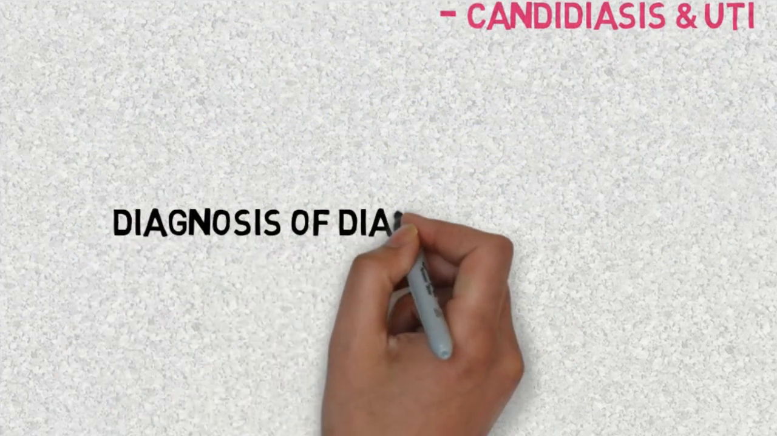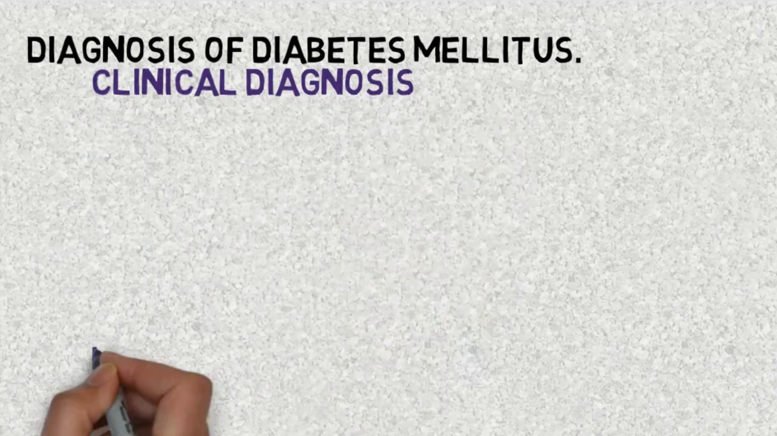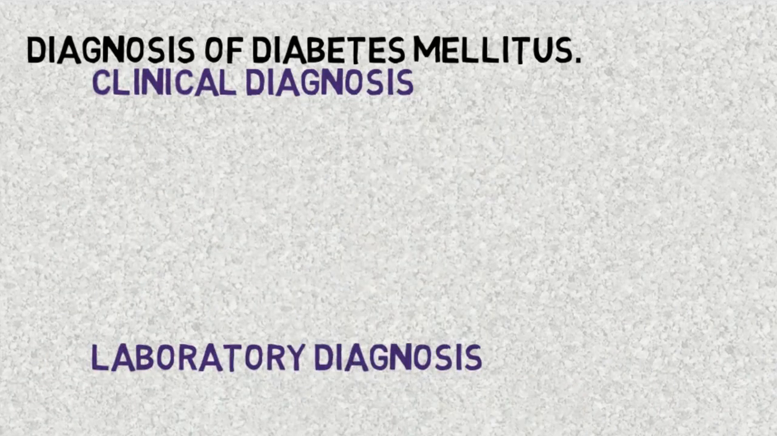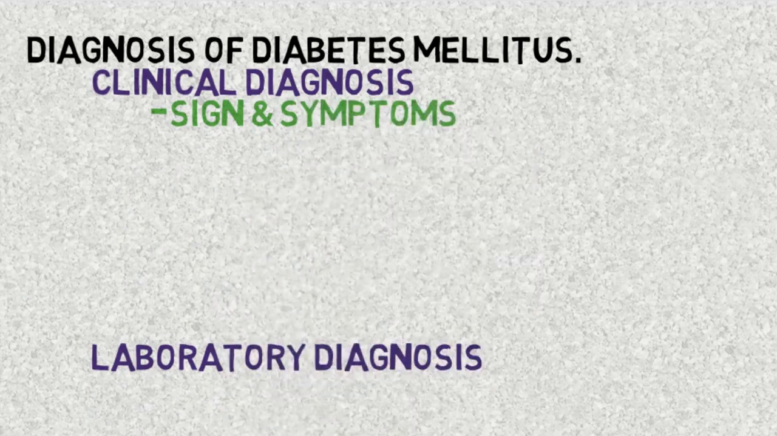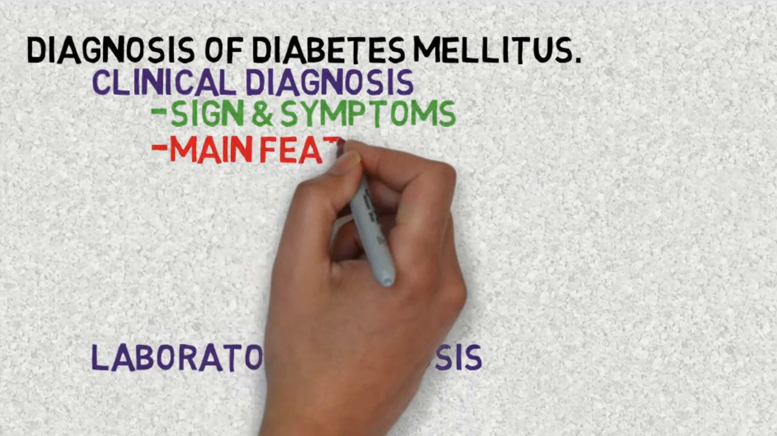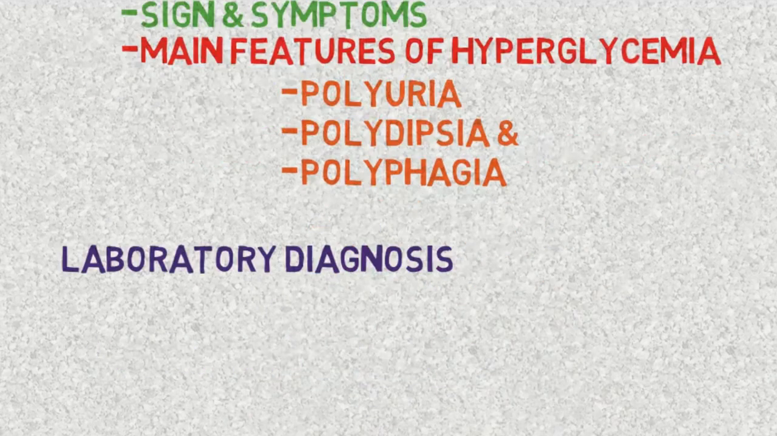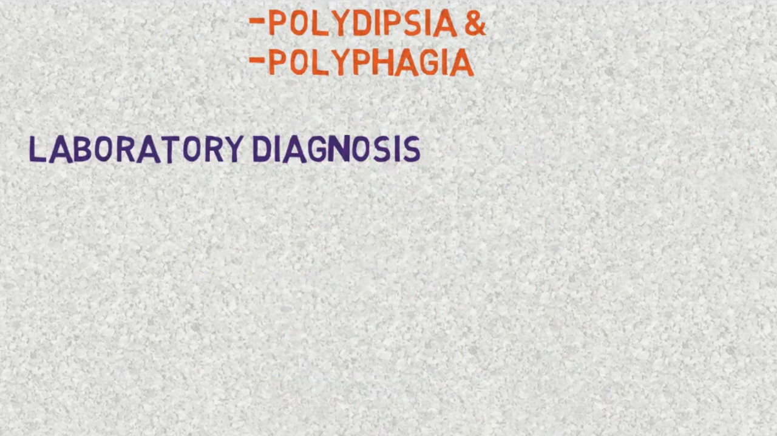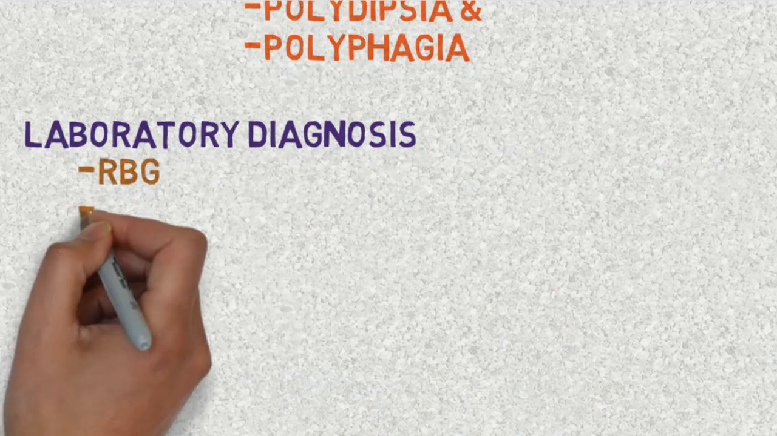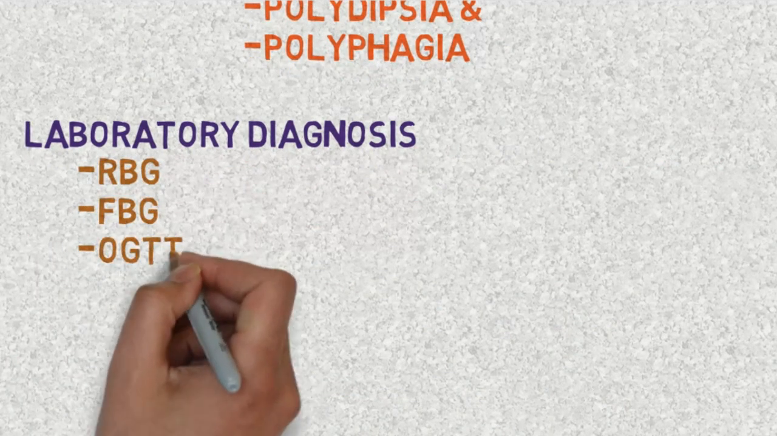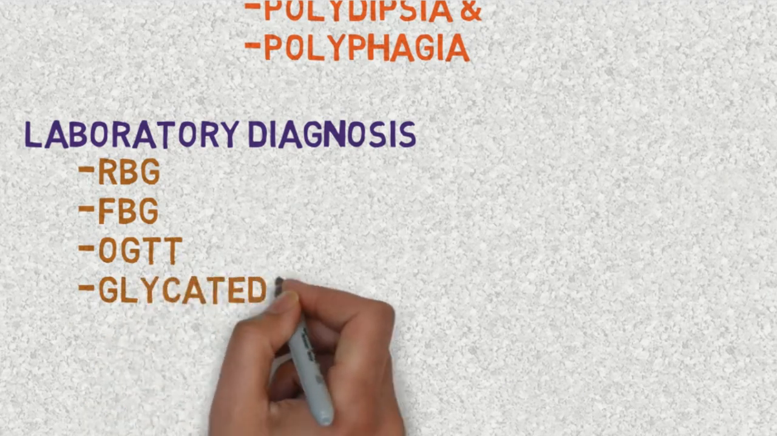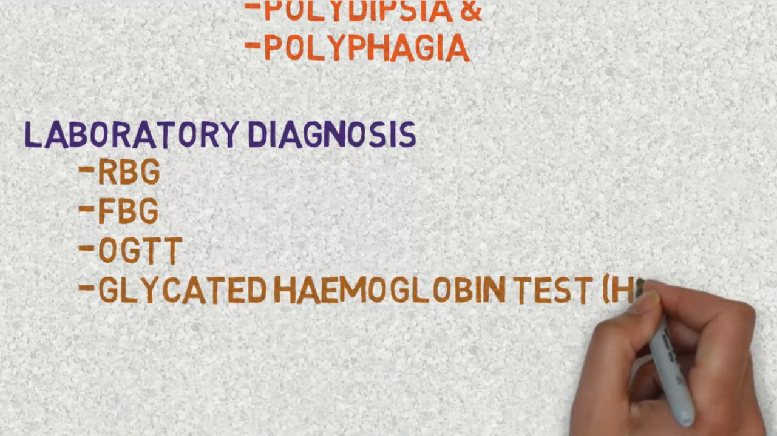Diagnosis of diabetes mellitus. The diagnosis involves two parts. These are clinical diagnosis and laboratory diagnosis. Clinical diagnosis is based on signs and symptoms but also on the main features of hyperglycemia, which are polyuria, polydipsia, and polyphagia. Laboratory diagnosis is based on laboratory investigations such as random blood glucose, fasting blood glucose, oral glucose tolerance test, and glycated hemoglobin test, HbA1c.